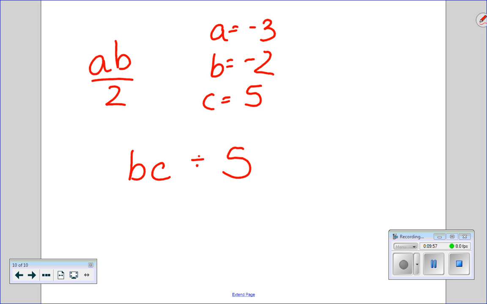Alright, somebody tell me what to do. What am I going to do here? Alyssa. Negative 2 times 5, because that's B and my C, and I get what? Negative 10. Then negative 10 divided by 5. Then what? Negative 10 divided by 5. Keep going, Alyssa. Negative 2. It should be a negative 2. Negative 10 divided by positive 5, negative 2. So just be careful. Good. Nice job.